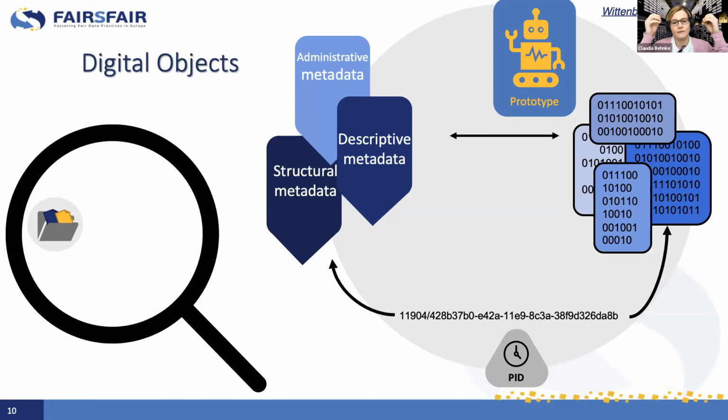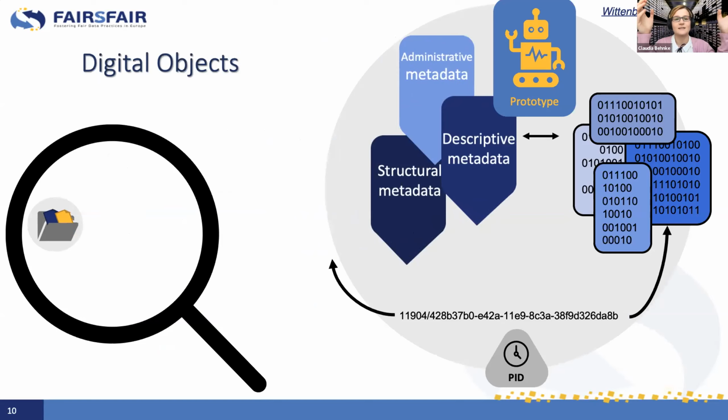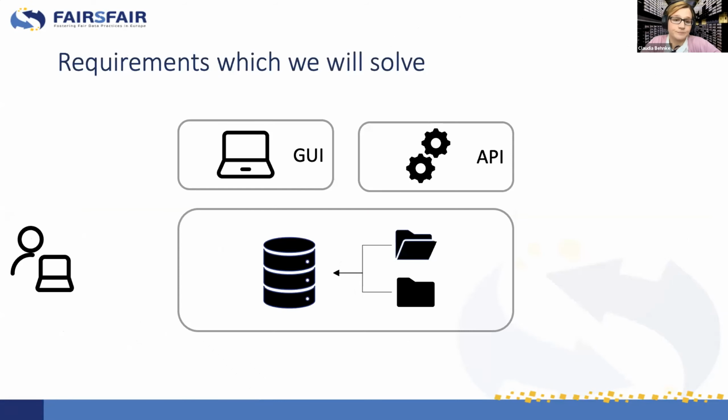And in a very easy, understandable way, what we want to do is bring the metadata closer to the data. So we want to make it easier for a repository to expose the metadata in a FAIR manner, so to really expose the fairness. And that brings me to requirements which were given in the workshop, which we are going to solve.